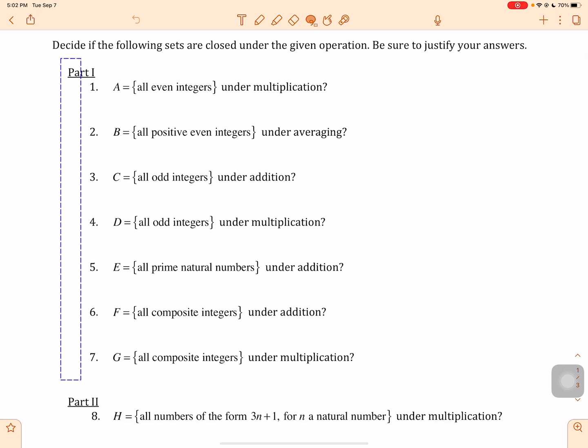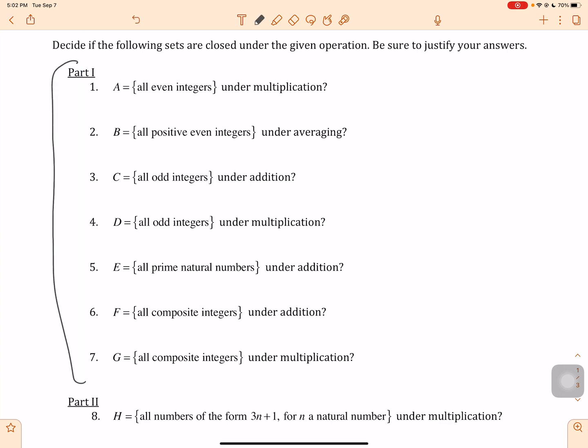But okay, so we did go through part 1 in class, so if you don't have this and if you're struggling with this part, please let me know, because we did go through this in class. I'll quickly go through and say, so number 1 should be closed.